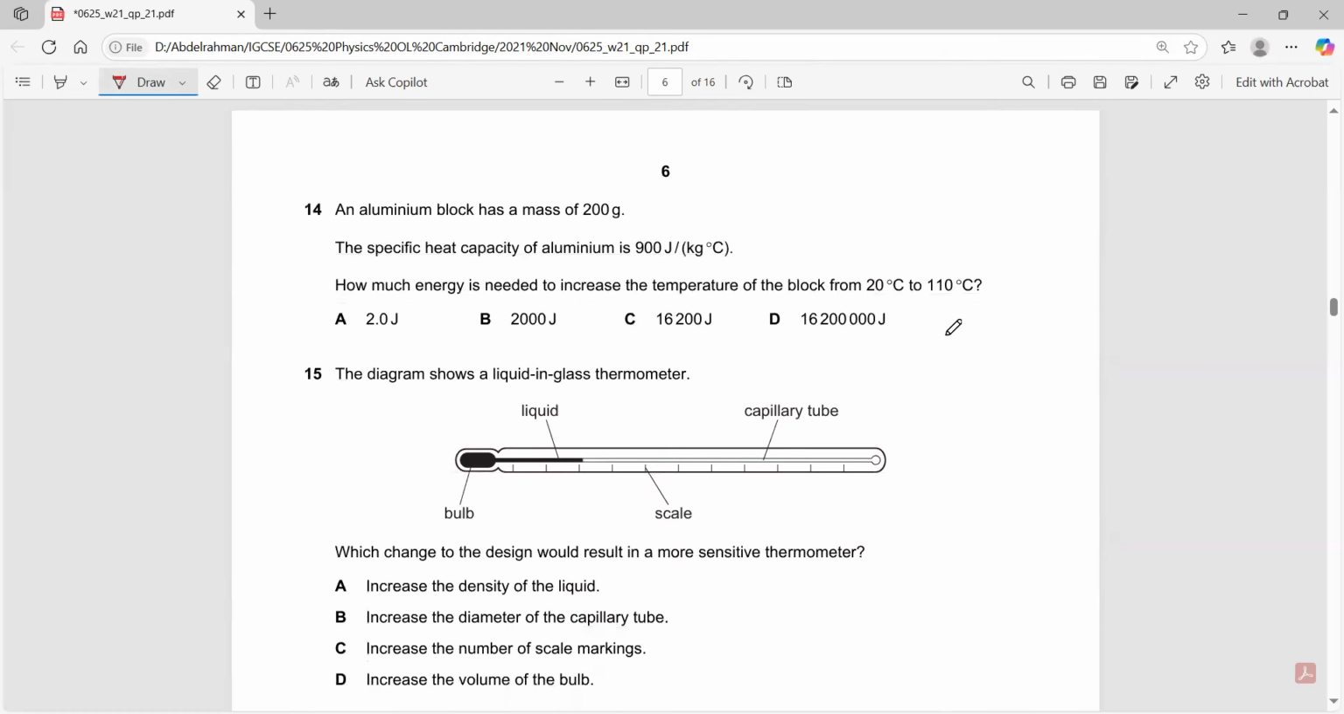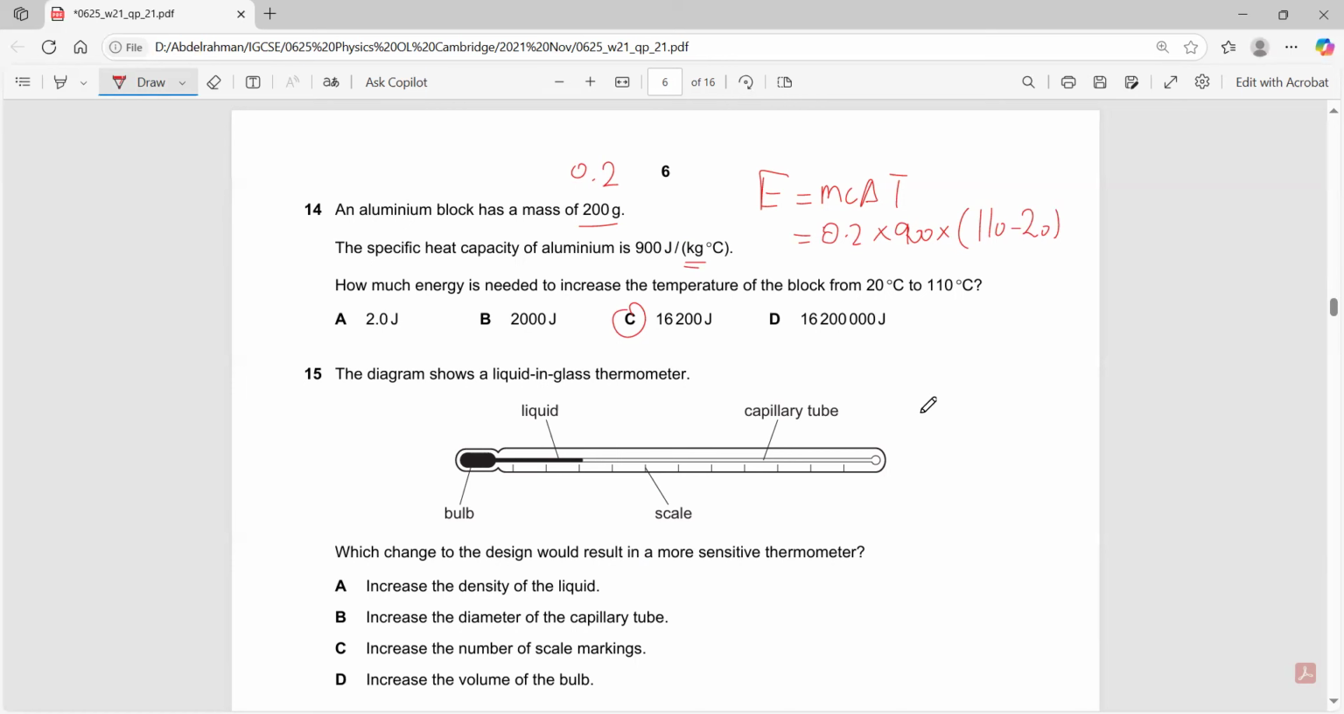Now, an aluminum block has a mass of 200 grams, specific heat capacity. How much energy is required? Can I find the energy? Yes, E equals mc delta T. The mass is 200 grams, but you need to convert this mass. Why? Because the specific heat capacity is in kilograms. So the mass is 0.2 kilograms times C, which is 900, times the delta T, 110 minus 20, which would give you a final answer of almost 16,200 joules.